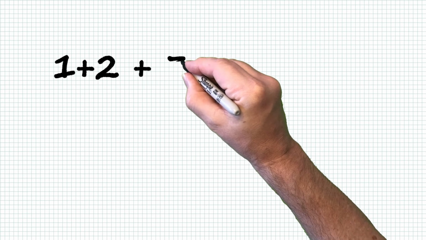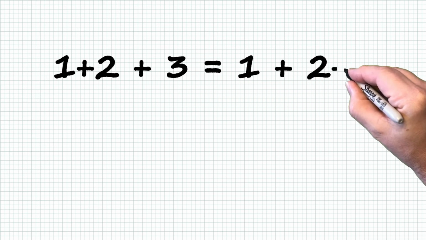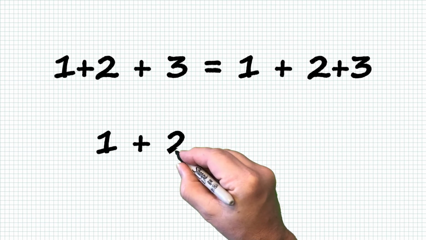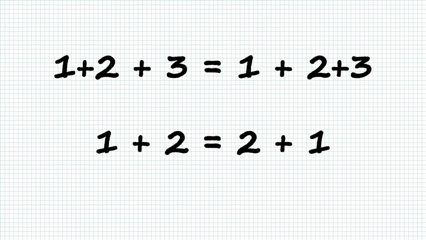Now, remember the associative property from the addition video? That said that 1 plus 2 plus 3 is the same as 1 plus 2 plus 3, and so on. And the commutative property, that's the one that says that 1 plus 2 is the same as 2 plus 1. Let's have a play and see where this takes us.